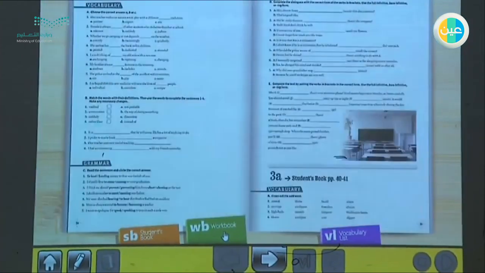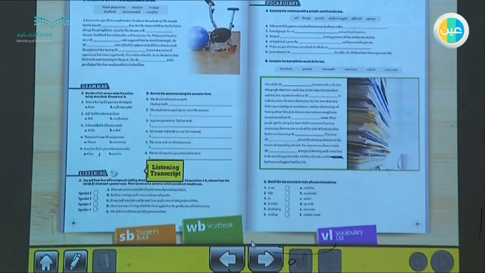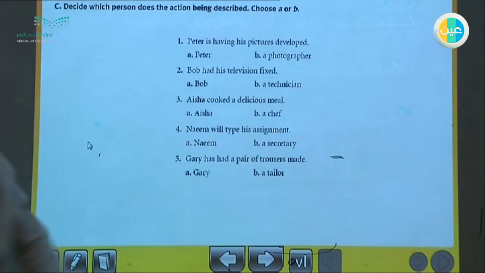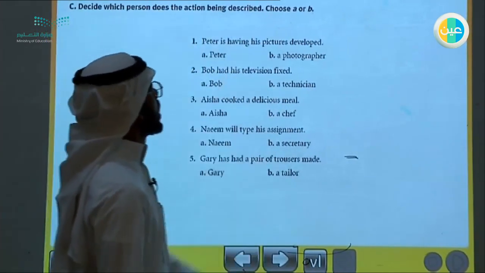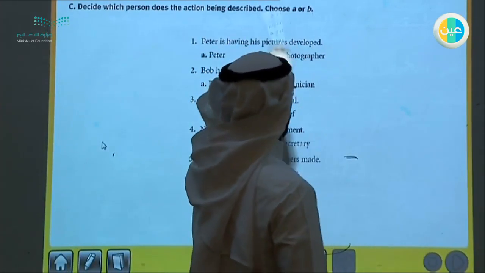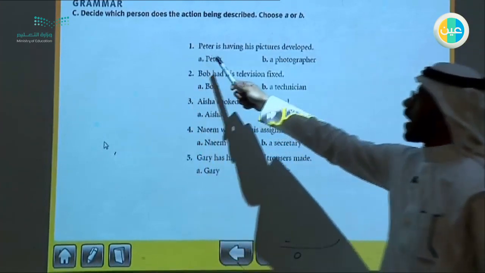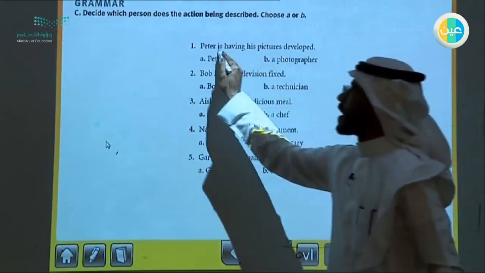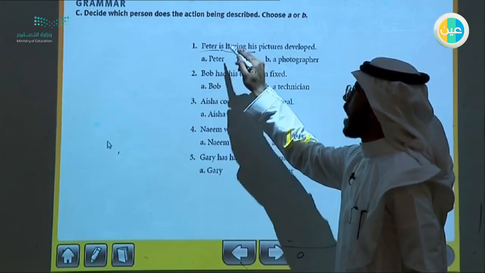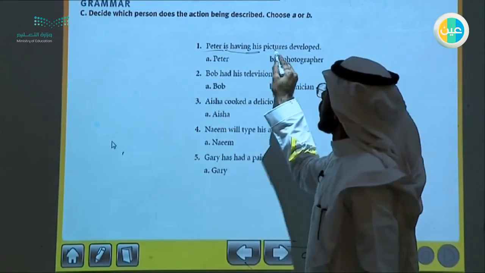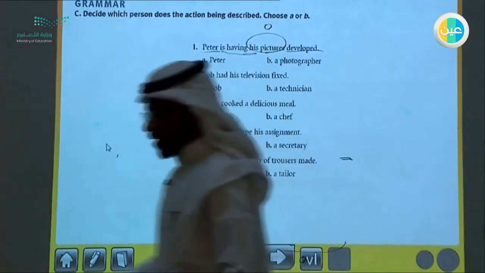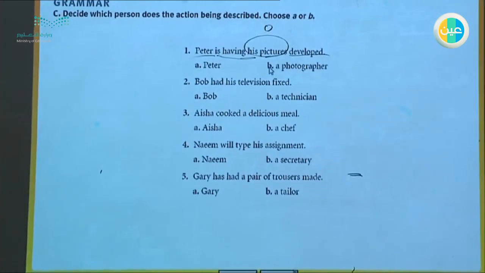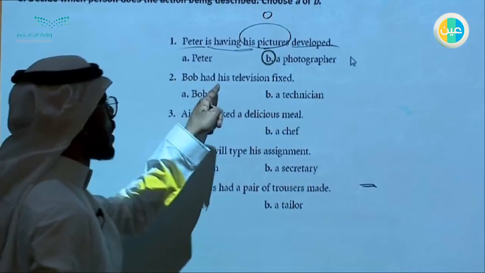Now move to workbook page 36, grammar. Exercise C. Decide which person does the action, choose A or B. Number 1, Peter is having his picture developed. This is a noun or subject. Is having. This is causative. His picture, this is the object. Develop, this is a verb. And so who does this action? A photographer. Yes.